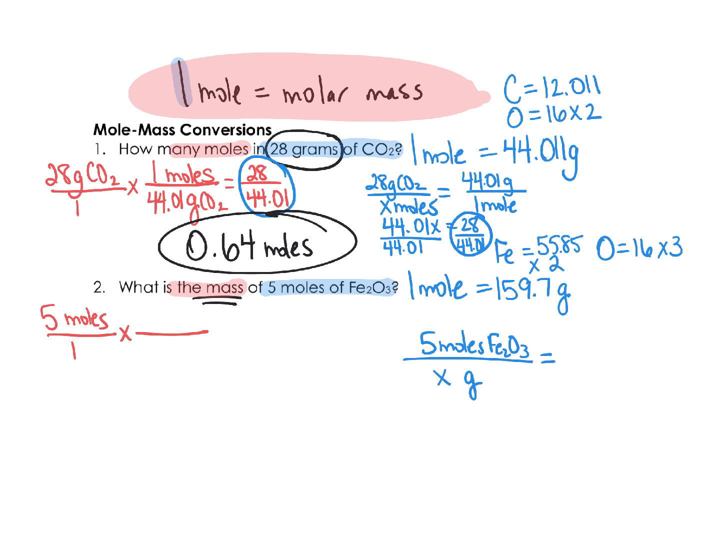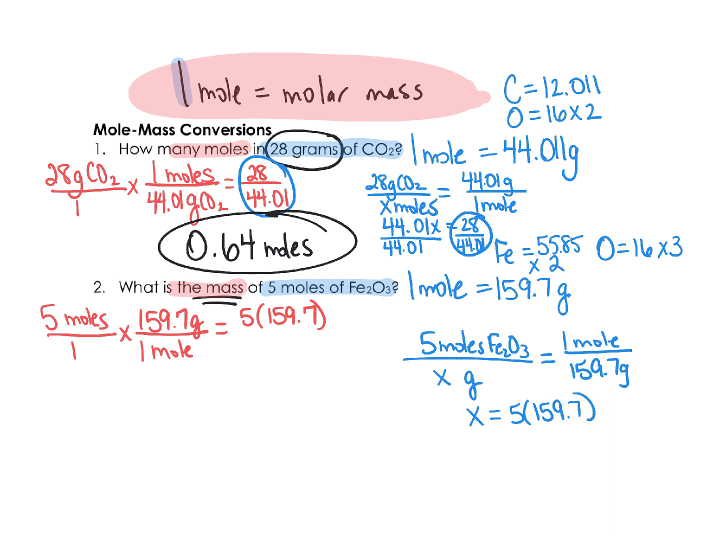Now on the next one, I'm going to flip my conversion factor because I don't want moles, so 1 mole is going to go on the bottom and that molar mass is going to go on the top. So you can see that we have 5 times 159.7. If I do the cross multiply method, I'm going to put 1 mole on the top, and that's going to be equal to the molar mass in grams. And when I cross multiply, you can see again the same mathematical thing happens. So the answer for that, when you put it in, is 798.5 grams of iron oxide.